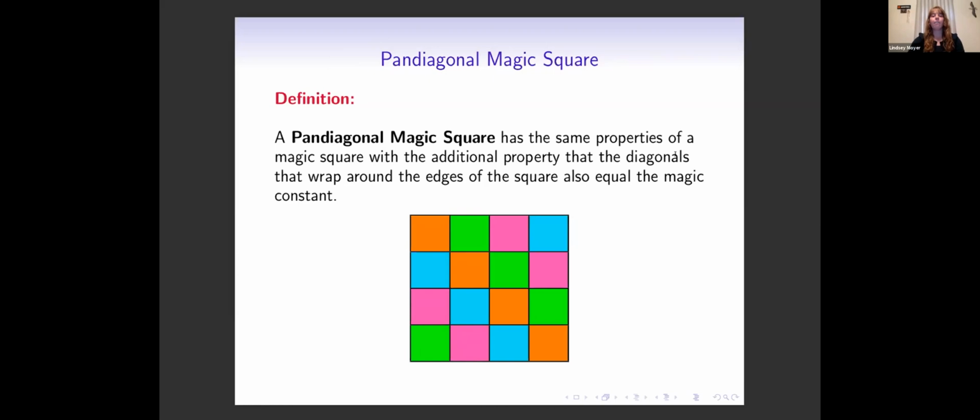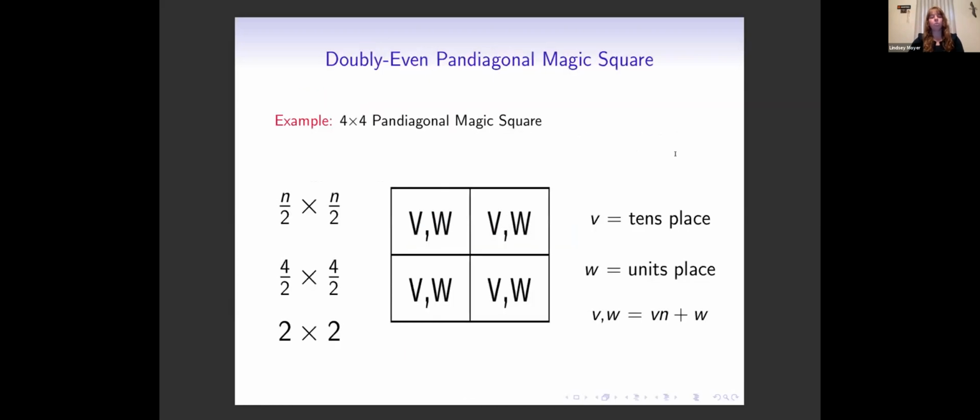We're going to create a 4 by 4. So what you start with is a primary square. The dimensions for this primary square are n over 2 by n over 2. So we're going to start with a 2 by 2. In each cell, we're going to put a v comma w. V is going to represent our tens place, w is going to represent our units place, and v comma w is going to equal vn plus w. But how do we fill these cells in?